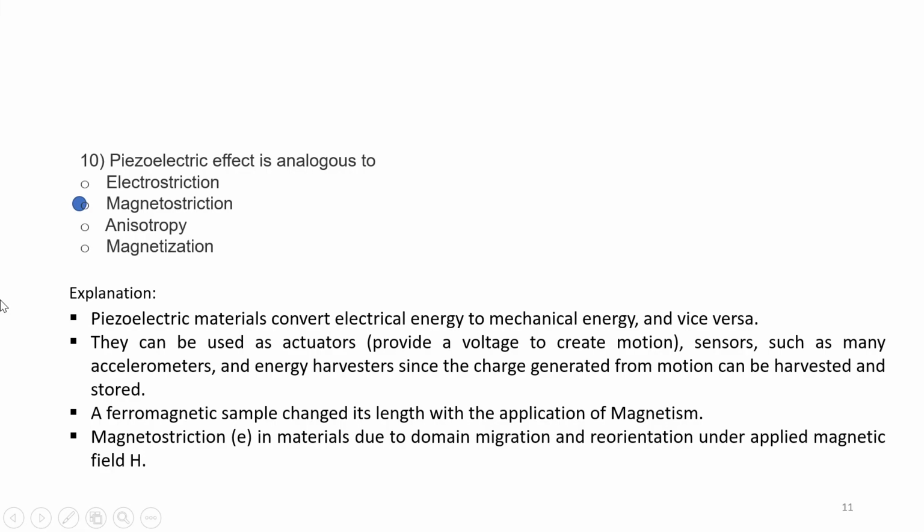In the case of piezoelectric materials, they convert electric energy to mechanical energy and vice versa, and these can be used as actuators, which provide a voltage to create motion. Sensors such as many accelerometers and energy harvesters, since the charge generated from motion can be harvested and stored. A ferromagnetic sample changes its length with the application of magnetism. This type of effect, magnetostriction, arises in materials due to domain migration and reorientation under applied magnetic field H.